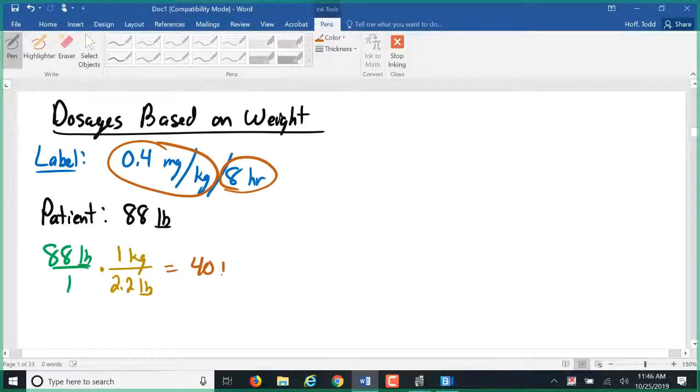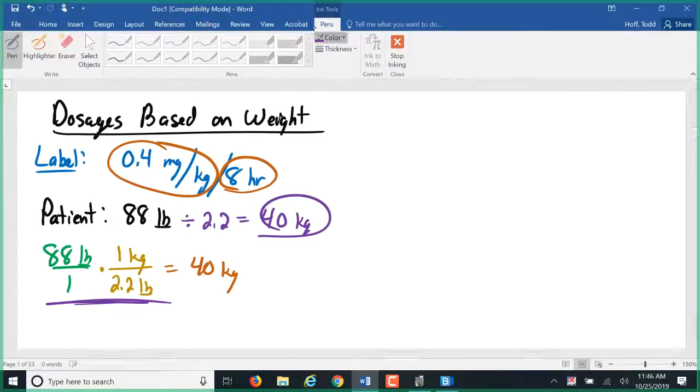40 kilograms. But this is a conversion that happens enough that we're going to just go ahead and take a little bit of a shortcut. Whenever you see those pounds, you divide by 2.2, get the kilograms. It saves us from using an extra conversion factor. So now from that 40 kilograms, our dosage calculation will start.